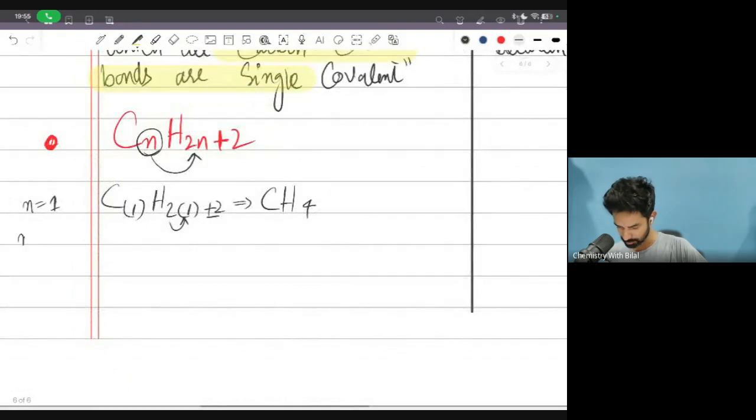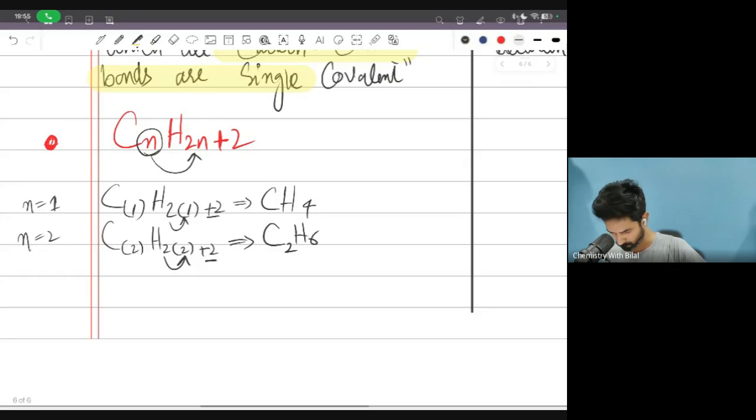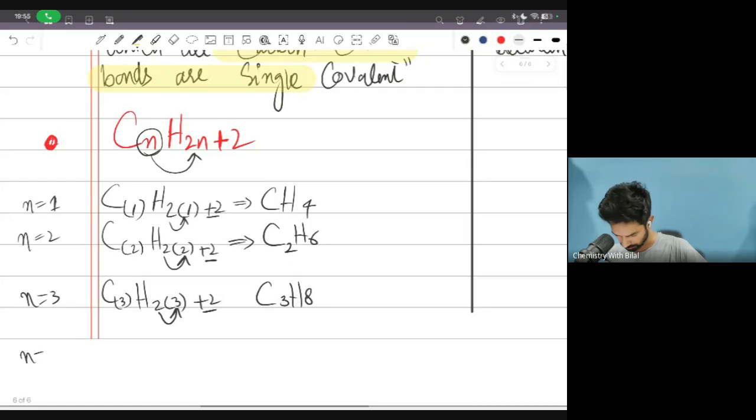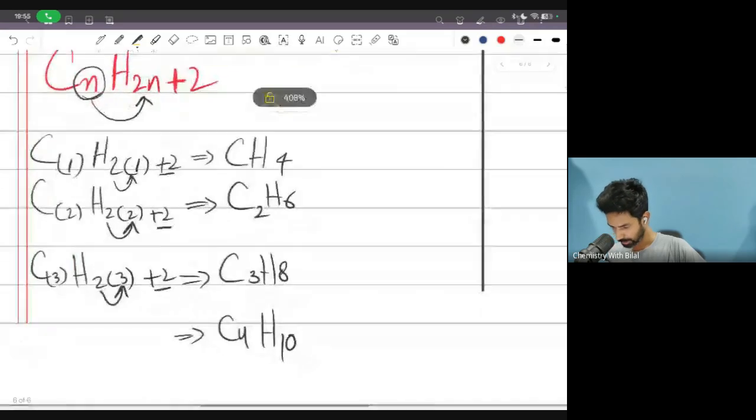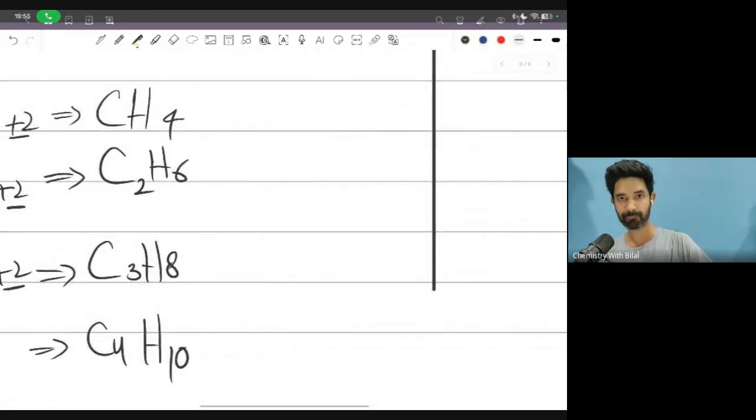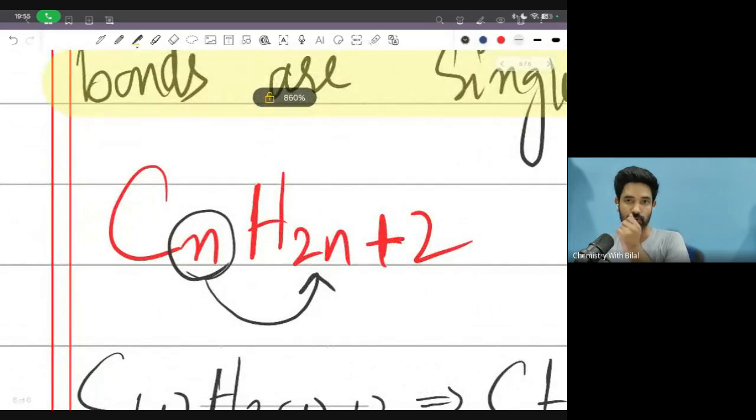Yes. If n is 2, again C into 2 plus 2n plus 2, so what will the formula be? C2, and 2 twos are 4 plus 2, H6. Now n is 3, C into 3, H 2 times 3 plus 2, so 2 threes are 6 plus 2, 8, so C3H8, and similarly n=4 would be C4H10. These four molecules are the ones in our syllabus. Look at the general formula for alkane, it is CnH2n+2.